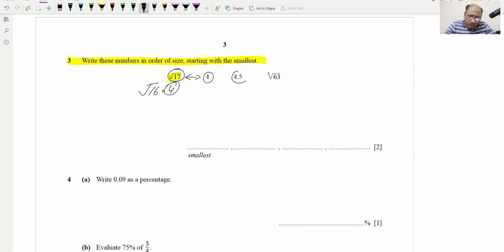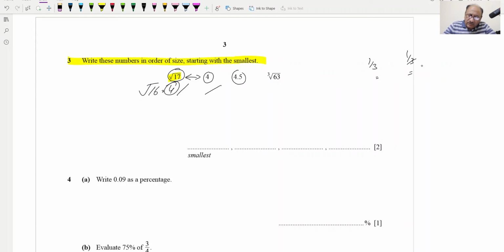And similarly 4.5 is bigger than both these numbers. If it is 64, then the cube root of 64 will be 4, because 4 cubed is 64. So in that case it results in 4. It means this is the smallest number, even lesser than 4.